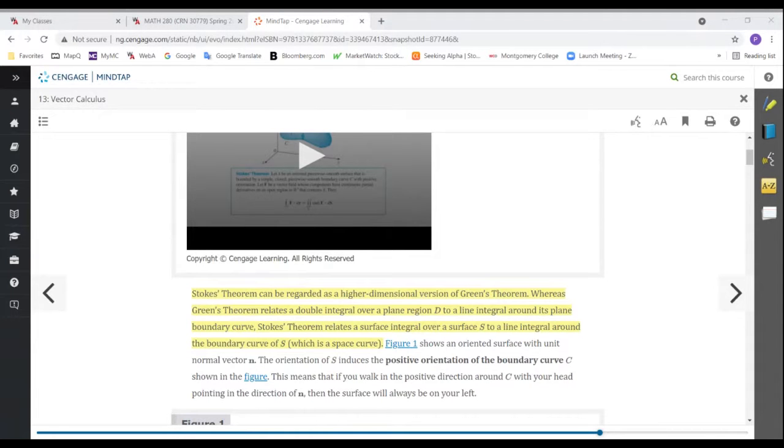Stokes' theorem can be regarded as a higher dimensional version of Green's theorem. Green's theorem relates a double integral over a plane region D to a line integral around its plane boundary curve. But Stokes' theorem relates a surface integral over a surface S to a line integral around the boundary curve of S. So let's try to make sense of this.